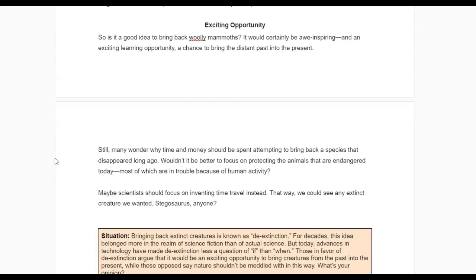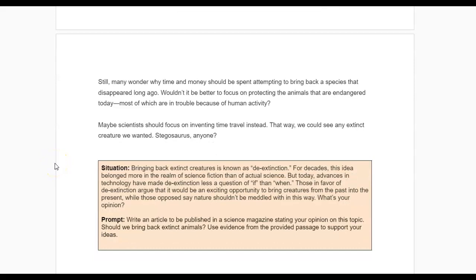Wouldn't it be better to focus on protecting the animals that are endangered today, most of which are in trouble because of human activity? Maybe scientists should focus on inventing time travel instead. That way, we could see any extinct creature we wanted. Stegosaurus, anyone?